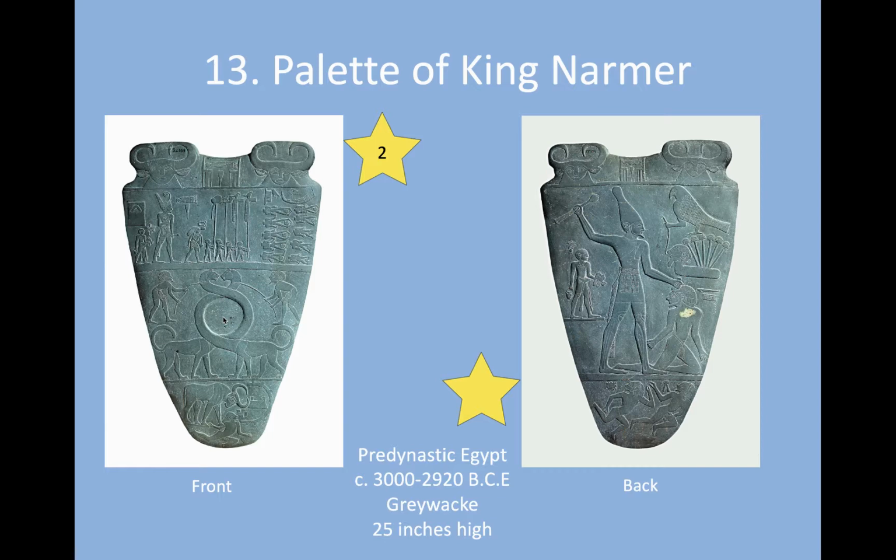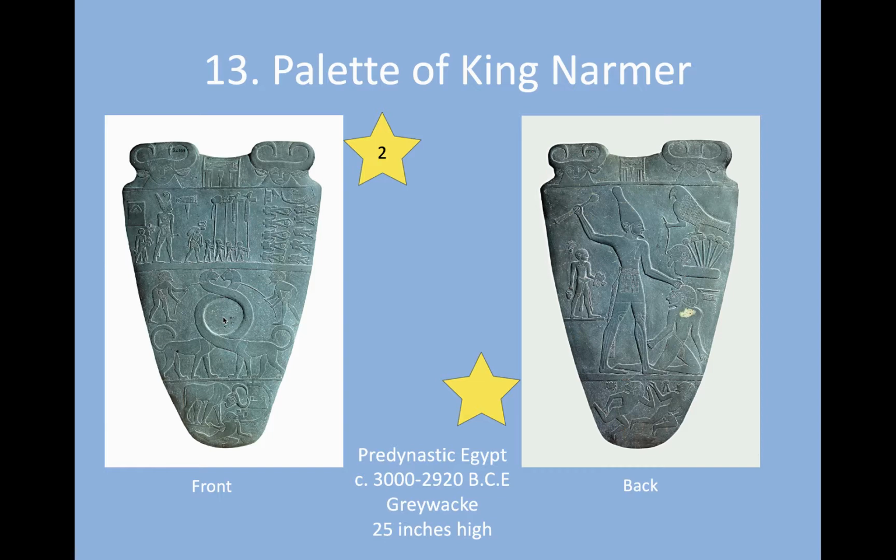a single empire. Its job, this palette, is it's commemorative, and its job is to commemorate the unification of Upper Egypt and Lower Egypt into a unified Egypt. And the way that happened is King Narmer basically went to war with the other branches of Egypt, and he defeated them and united Upper Egypt and Lower Egypt into a single unified dynasty underneath his power.